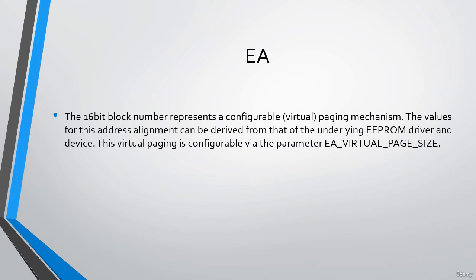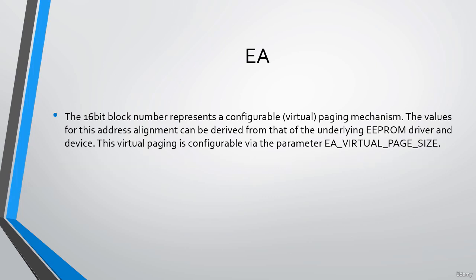Now the 16-bit block number represents a configurable paging mechanism. Okay, the value for this address range can be derived from that of the underlying EEPROM driver device. And this virtual paging is configurable by the parameter EA virtual page size. So that's all. We can configure it depending on the underlying EEPROM driver, and the virtual paging is configured using the parameter EA_VirtualPageSize.